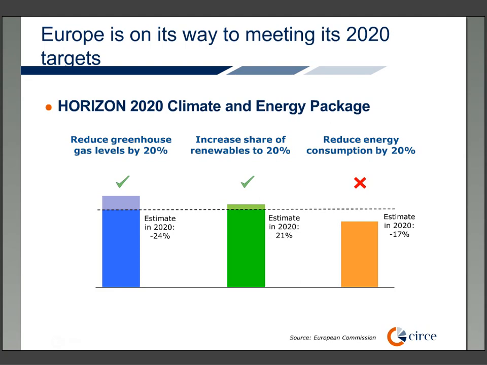These are the objectives for 2020, and the prospective done in 2009 shows that we are on the way to reach the reduction in greenhouse gas emissions. Also, the share of renewables is on track to be achieved, but there's still additional effort needed to reach the reduction in energy consumption by 20%. As you can see, it is on the way, but not for the energy saving objective.